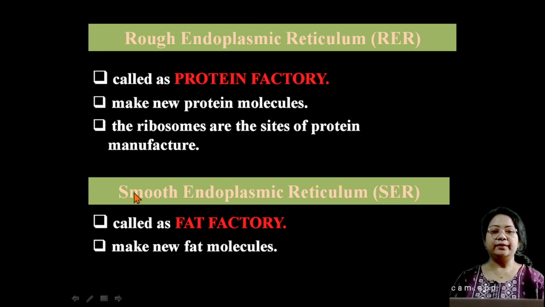Then comes the next one, smooth endoplasmic reticulum. The smooth endoplasmic reticulum does not consist of ribosomes, and it is also called a fat factory because it makes fat molecules. So the fat molecules are synthesized here in the smooth endoplasmic reticulum, for which it is also called a factory for fat molecules. Okay, factories which make fats.